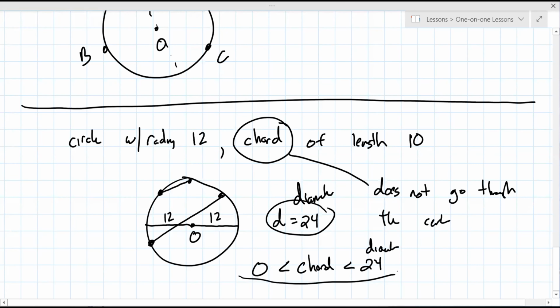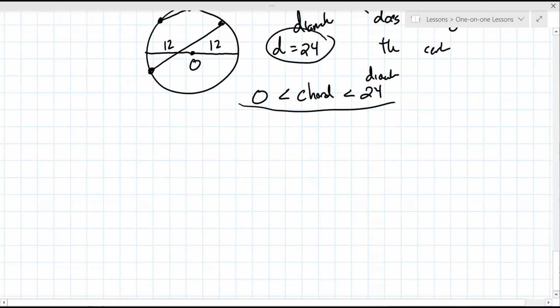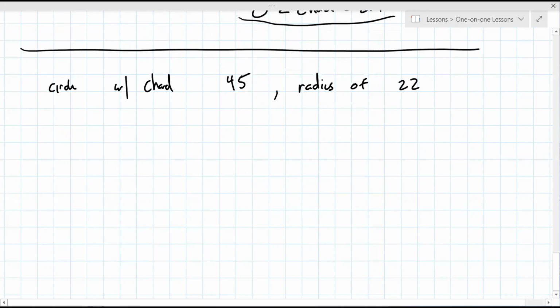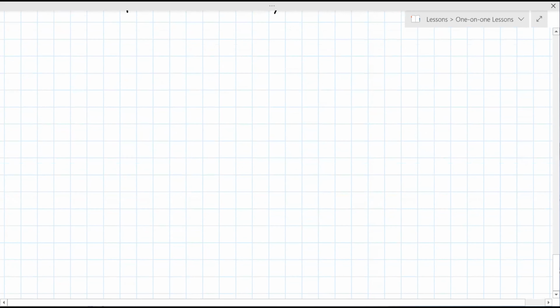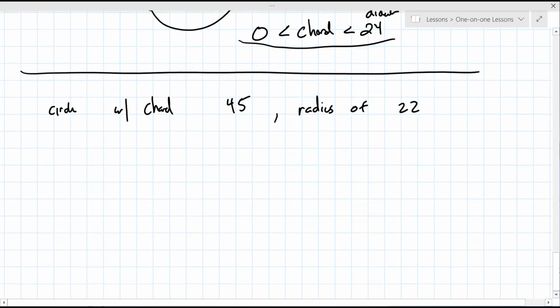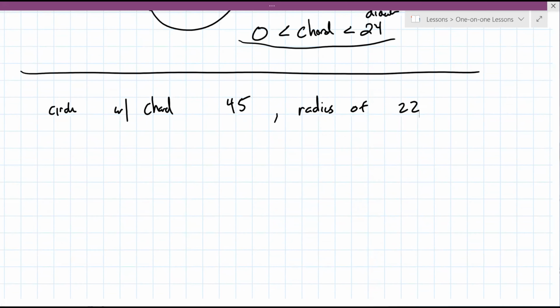So if your instructor said, hey, I want you to draw a circle with a chord of 45, but it has to have a radius of 22. Okay. Go ahead and do that for me. Okay. Circle with chord of 15, radius of 22.